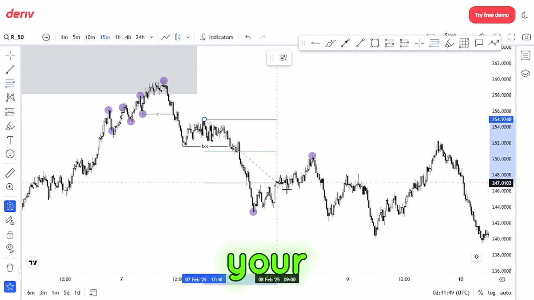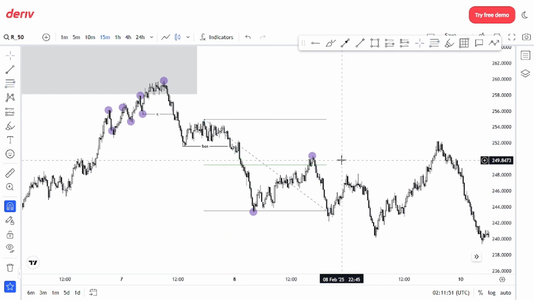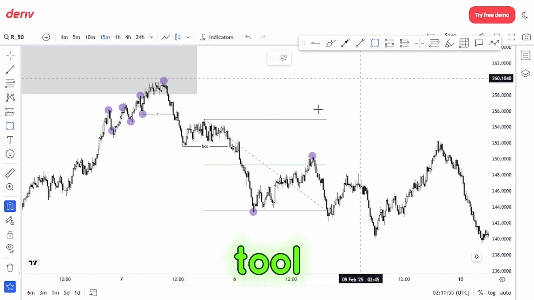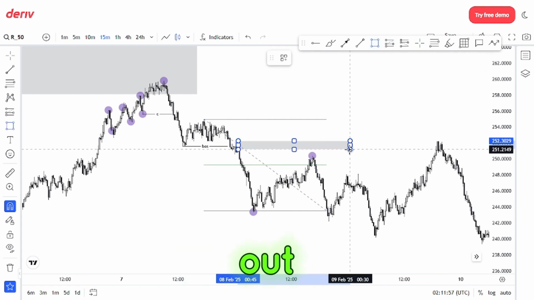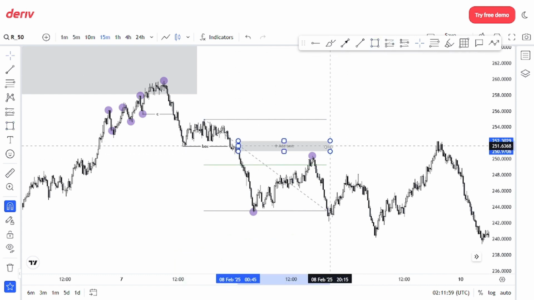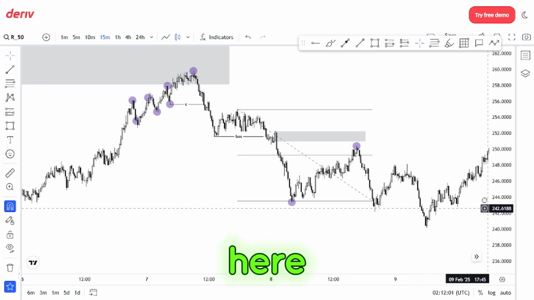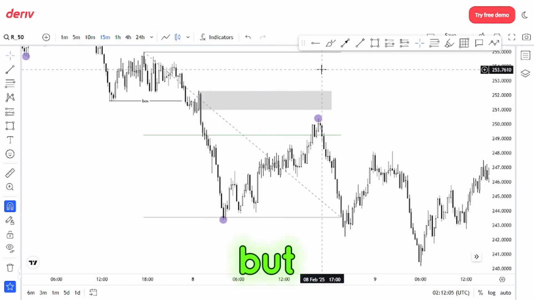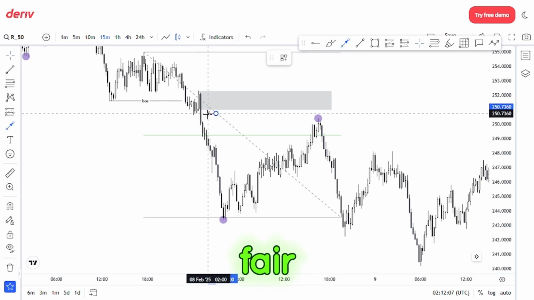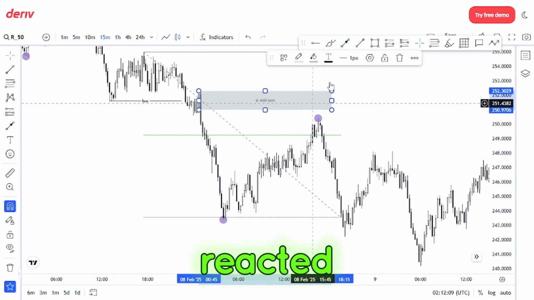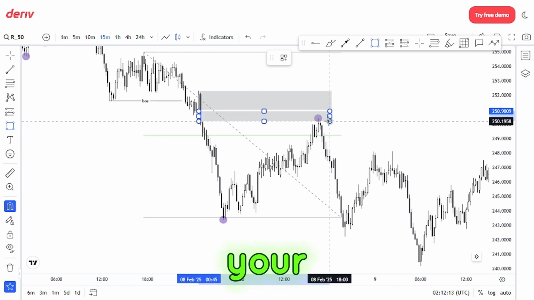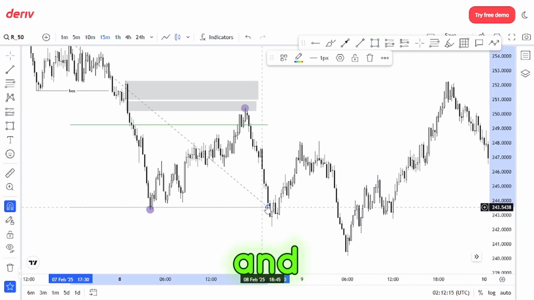So this was your high, this was your low here. As you can see, from the high to the low, you use your Fibonacci tool. Then that is when you can plot out your areas of supply and demand. As you can see here, the market did not tap into this area of supply, but instead it tapped into this fair value gap here. That is why it reacted nicely. So that is why you need to draw out your fair value gaps and your supply and demand, guys.